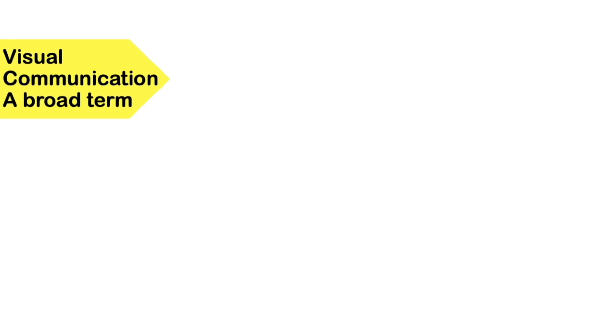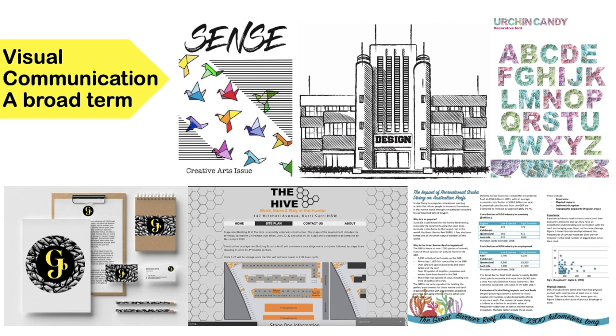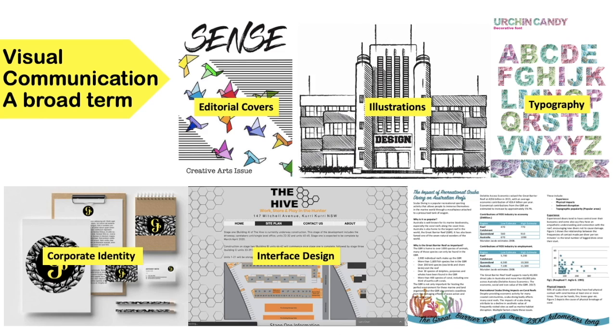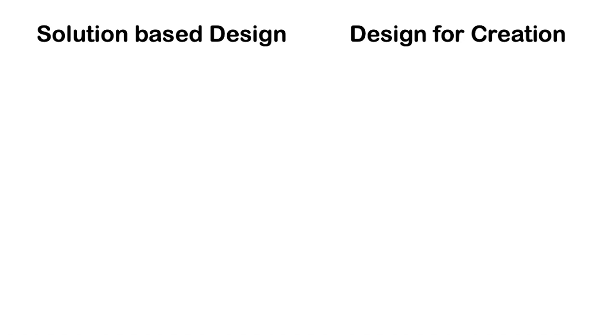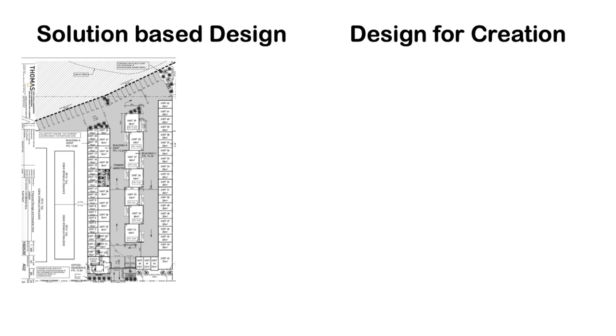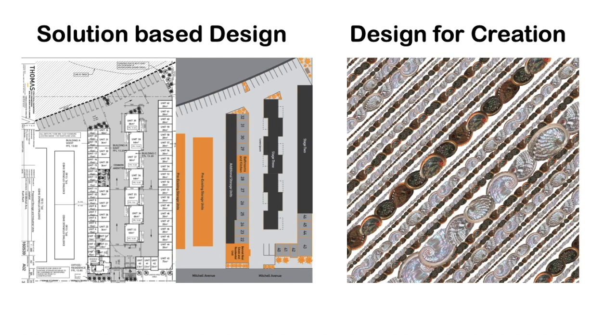Graphic design is used to bring the idea to life and communicate the story to the customer or viewer. Being such a broad term, I've narrowed down a few examples of visual communication I have learnt to familiarise myself with over my years of studies as a design student. Some of these include editorial covers, illustrations, typography, corporate identity, interface design, and fact sheet. The two processes that I facilitate as a designer are solution-based design and design for creation. Just a quick visual example of each that might give you a hint as to why the processes are different.